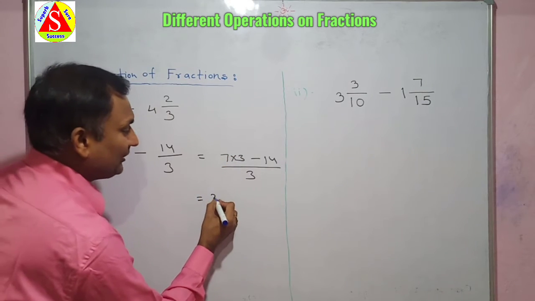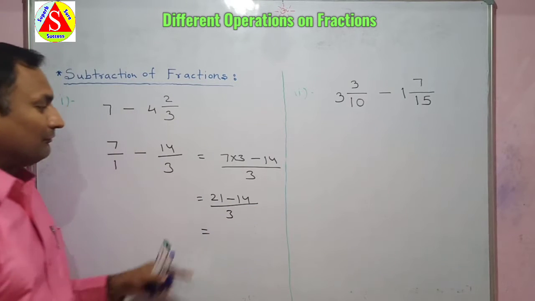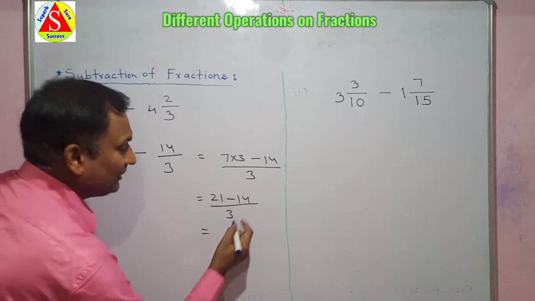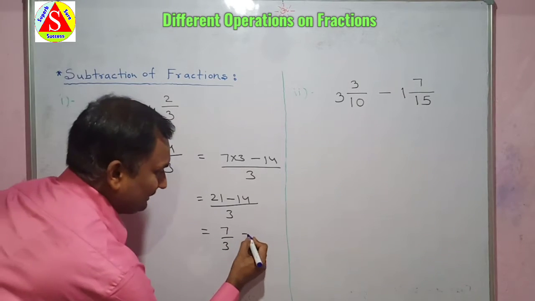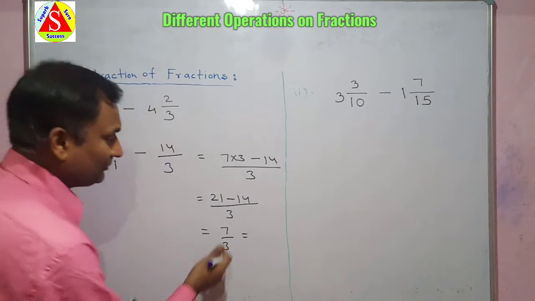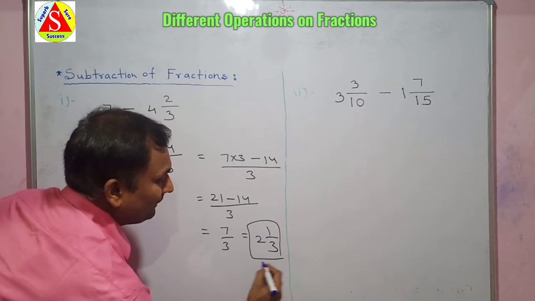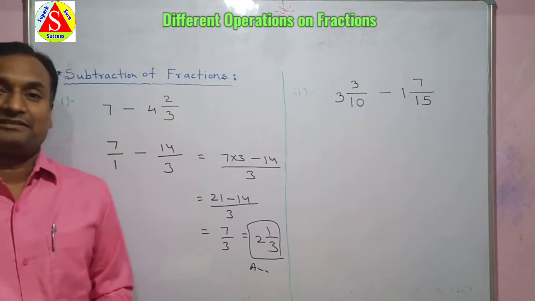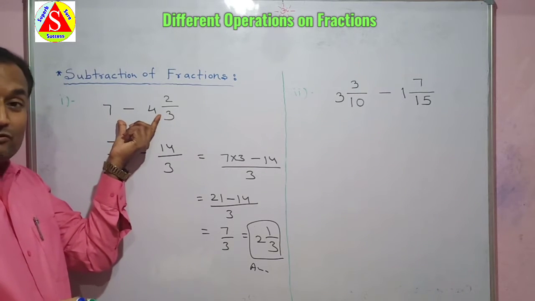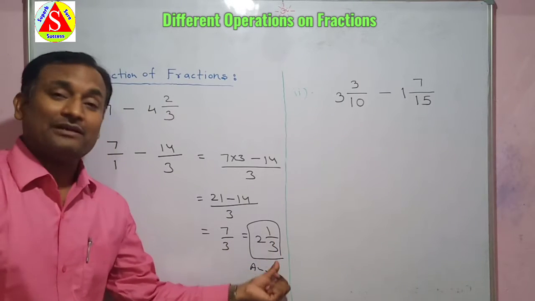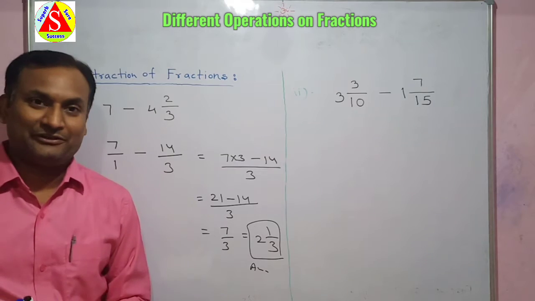Okay, so let's simplify it. So 7 3s are 21 minus 14 upon 3. When we simplify, 21 minus 14, we have 7 by 3. So let's convert it into a mixed fraction. So we will have 2 1 by 3. So this will be our final answer. Okay, so the subtraction of these two terms is 2 1 by 3. I hope this question is clear to you.